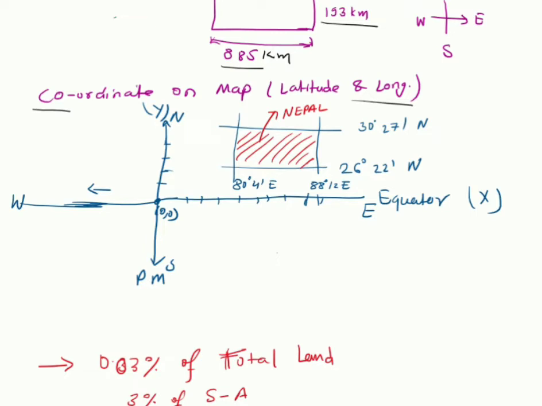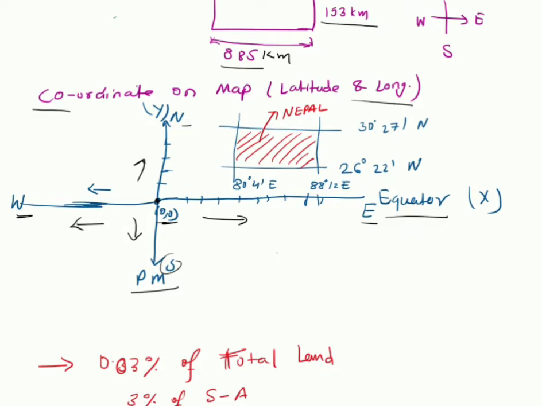On the x-axis you can see this is the equator, and on the y-axis you can see this is the prime meridian, and this is the origin point, which is in the Pacific Ocean. So this is the origin point 0,0, and if you go this side then this is the east, and if you go to the left side then this is the west, and if you go upside then this is the north, and if you go downside this is the south.